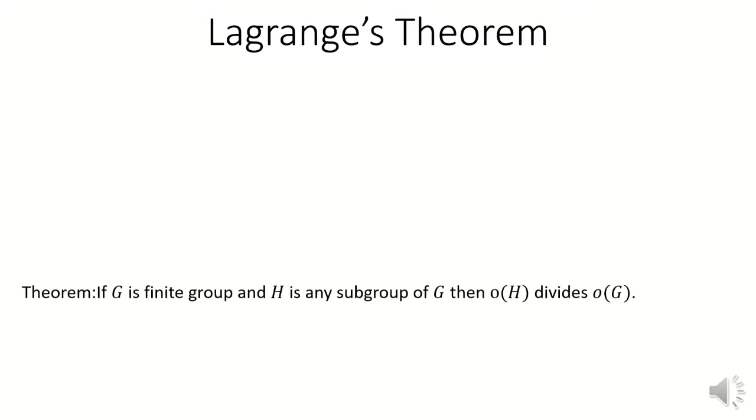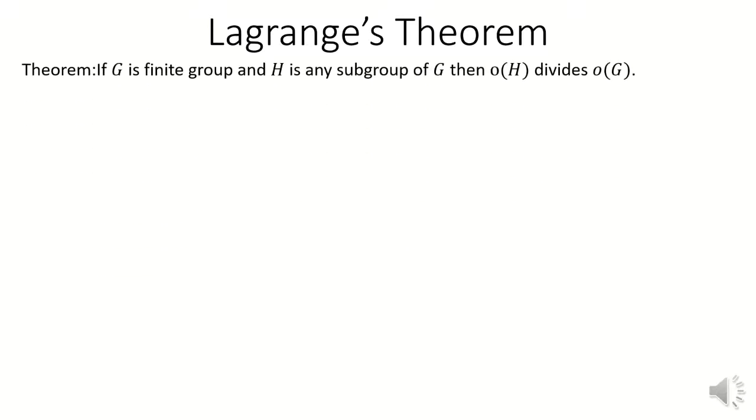Lagrange's theorem. The statement of Lagrange's theorem is like this. If G is a finite group and H is any subgroup of the group G, then order of H divides order of G. Order of H means number of elements present in the subgroup H. That divides the number of elements present in the group G.